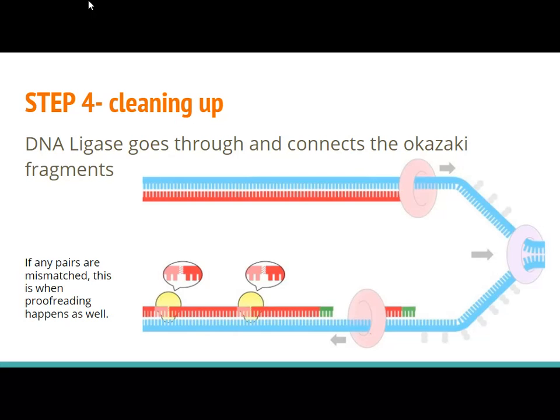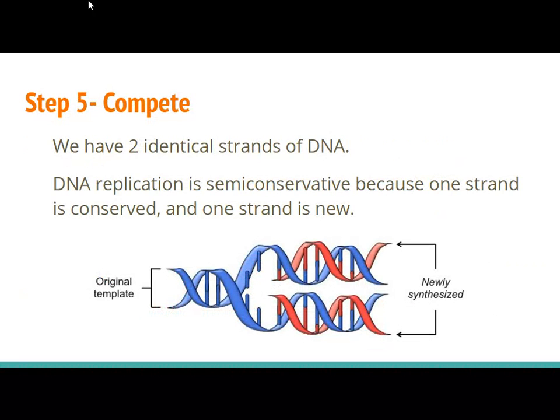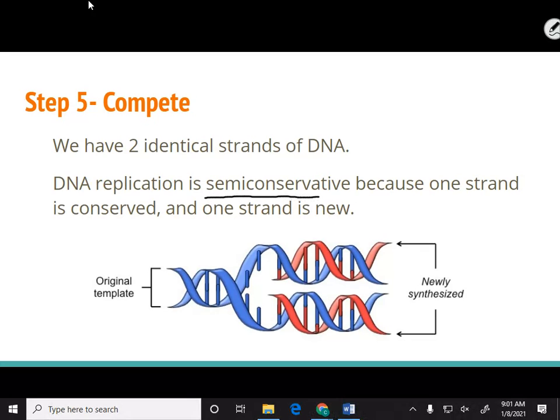So that's our proofreading step. And finally, we are left with two identical strands of DNA. But there's another vocab word in here, and that is semi-conservative.